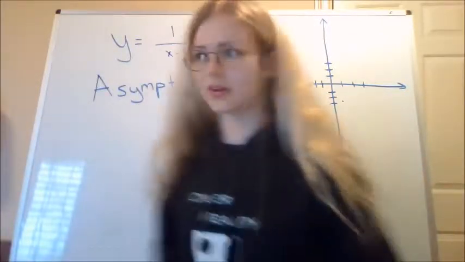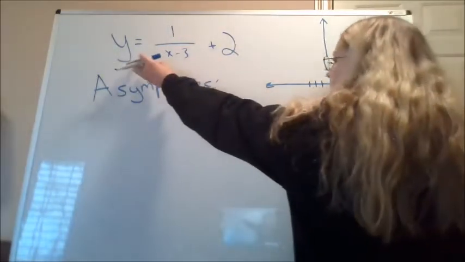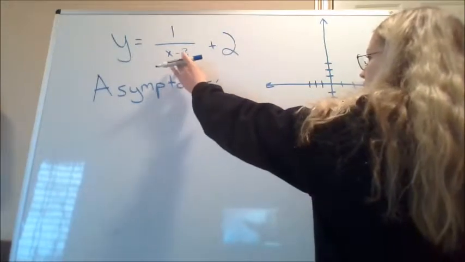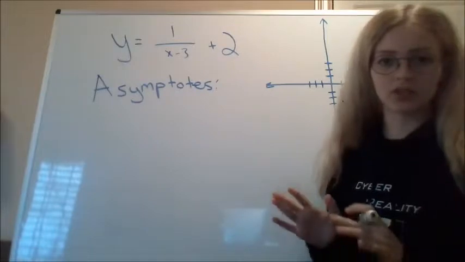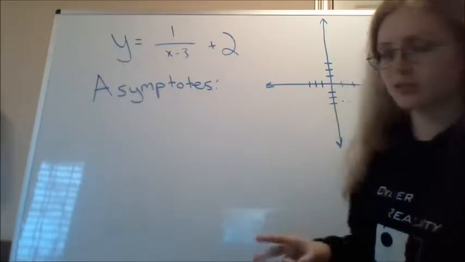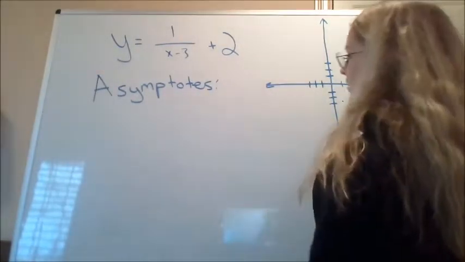Today we're going to learn how to graph reciprocal functions. So here we have y equals 1 over x minus 3, plus 2. And so we're going to graph it by analyzing this function's end behaviors and asymptotes. And let's start with asymptotes.